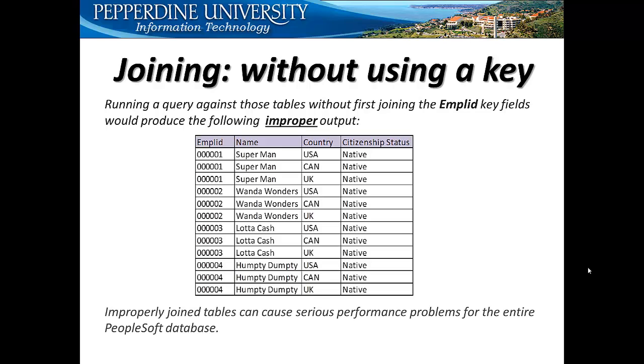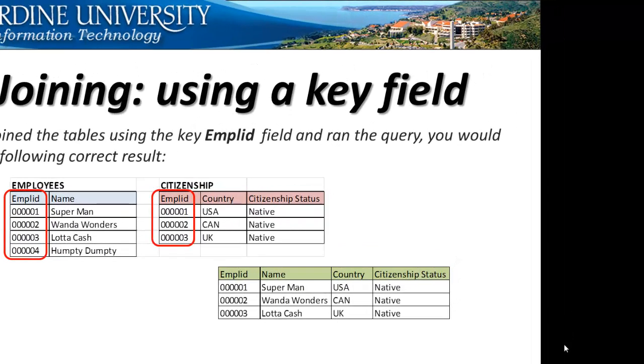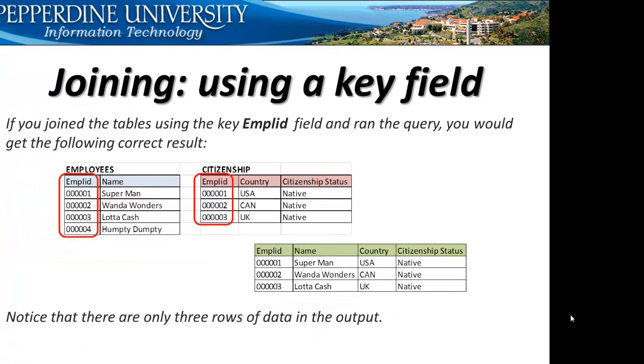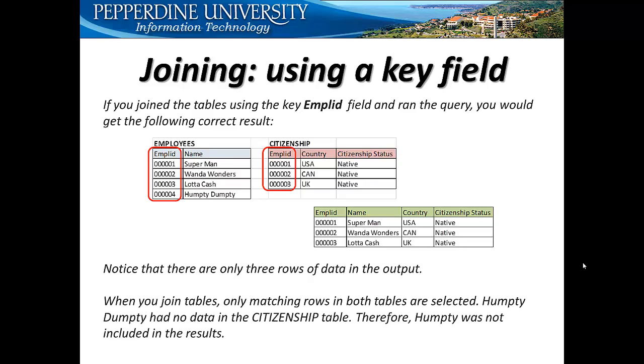Improperly joined tables can cause serious performance problems for the entire PeopleSoft database. If you join the tables using the key EMPL-ID field and ran the query, you would get the following result. Notice that there are only 3 rows of data in the output. When you join tables, only matching rows in both tables are selected. Here, Humpty Dumpty has no data in the citizenship table. Therefore, Humpty was not included in the results.